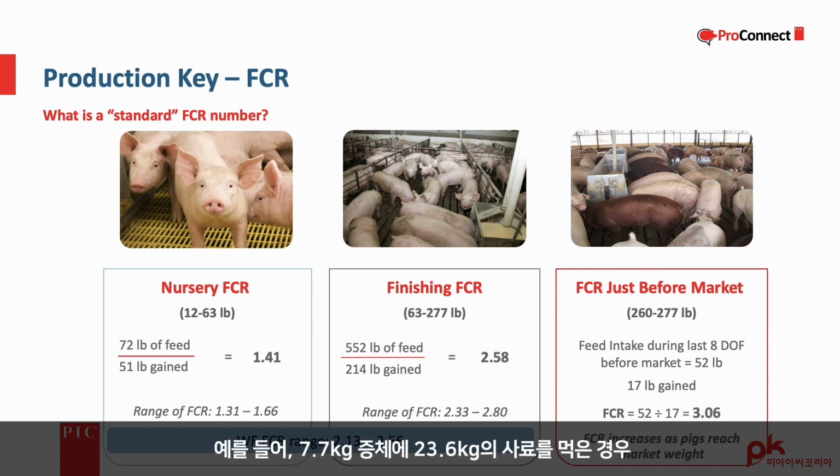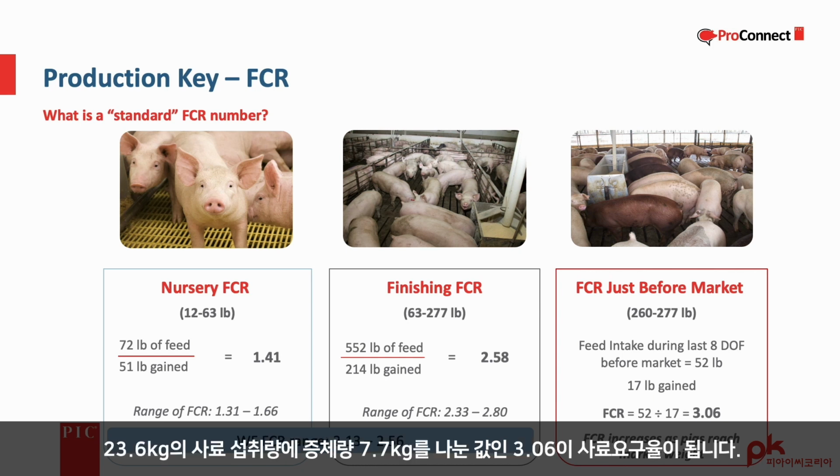In the example, to gain the final 17 pounds from 260 to 277 pounds, the pig ate 52 pounds of feed. When we divide 52 by 17, we get a feed conversion ratio of 3.06 pounds of feed for each pound of gain.